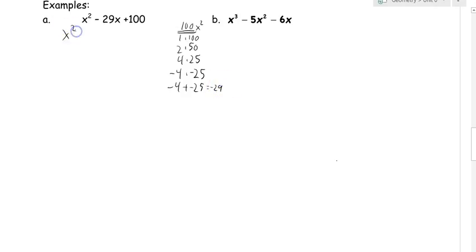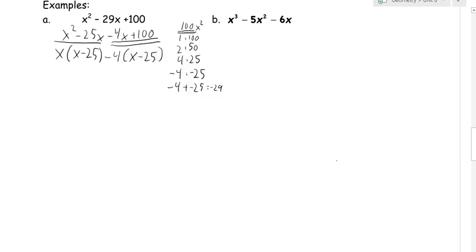We split our middle term up. So the negative 29x is becoming negative 25x minus 4x plus 100. Factoring out the common factor of the first 2 terms, x times x minus 25. Factoring out the common factor of the last 2 terms, they have a negative 4 in common, x minus 25.